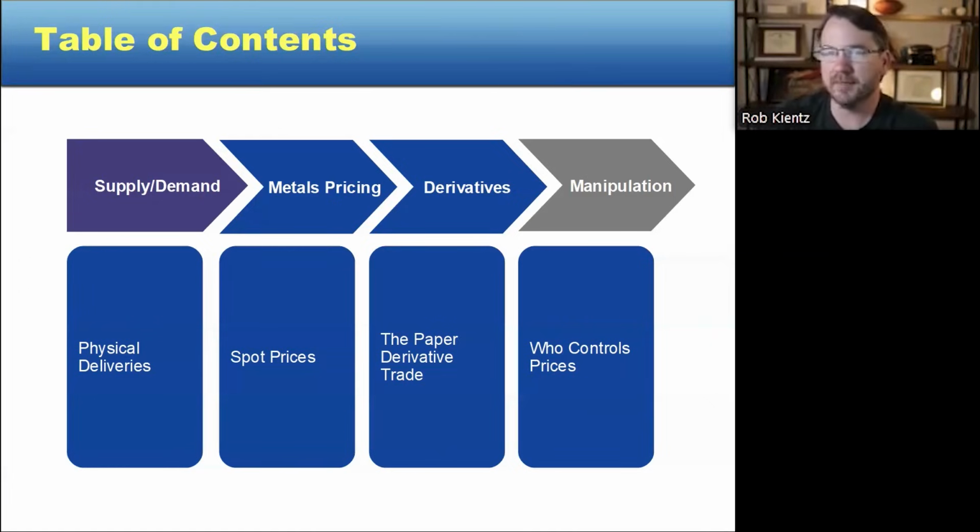We're going to talk about the derivatives because that's really where spot prices are determined. So we're going to break it down into the paper derivative trade and how that works. And then the biggest piece of it probably is going to be manipulation. Manipulation sounds like a big conspiracy theory, but I'm going to show you how manipulation has always existed across multiple markets. Basically, any market that's ever been open that's had humans trading it, there's been an incentive for people to try to steer that trade in their direction. That's basically what manipulation means, and we're going to go over that.